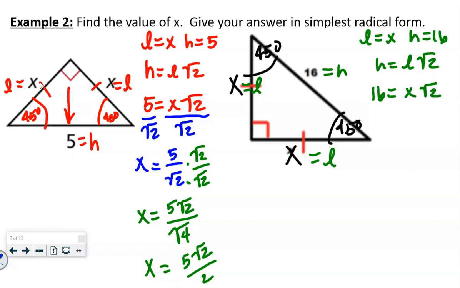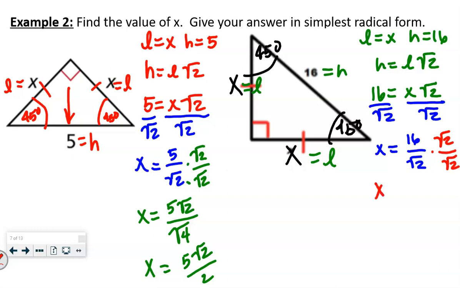Now remember, we've got to divide both sides by that square root of 2. So that's going to give us x equals 16 over the square root of 2. Told you guys before that we can't have a radical in the denominator. So what we're going to do is multiply both the top and the bottom by the square root of 2. Okay? Because remember, anything over itself is 1.